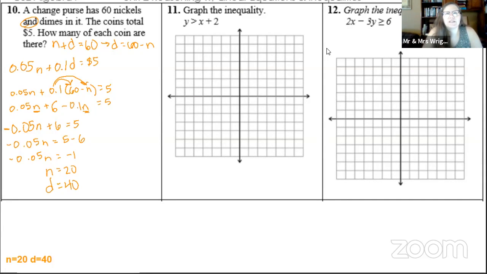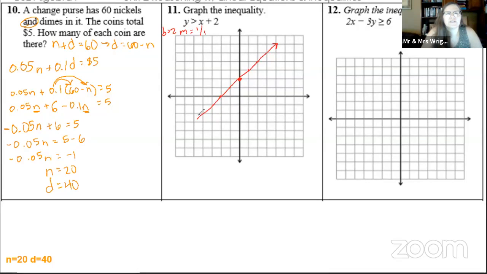All right, so graph the inequality: y is greater than x plus 2. This is already in y equals mx plus b format, so we know that b is going to be 2 and m is going to be 1 over 1. So b is 2, and I know that my first dot is 0, 2. That's my y-intercept. My slope is 1 over 1, so I'm going to go up 1, right 1, up 1, right 1, up 1, right 1. Same thing in the opposite direction: I can go down 1, left 1, down 1, left 1. So here is my line.